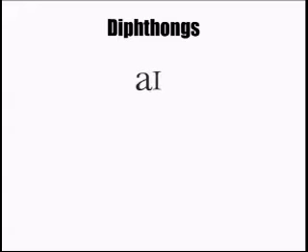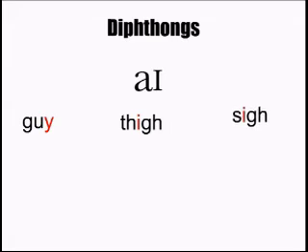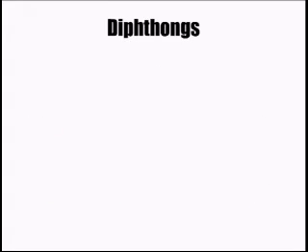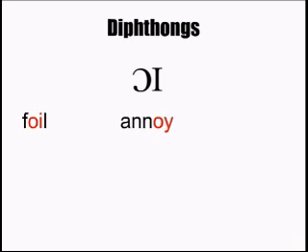Yet, when pronouncing eye, the tongue begins with the same position for ah, then it ends at ee. For example, guy, thigh, sigh, sky, I, high. As to oi, the tongue begins with the same position for aw, then it ends at ee. For example, foil, annoy, soil, boy, oil.